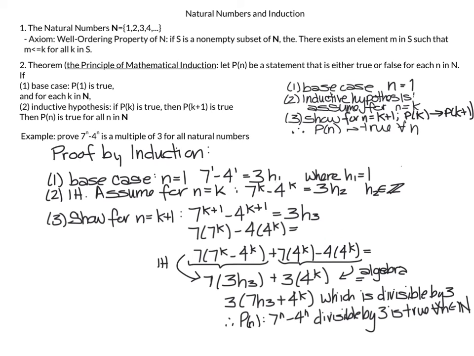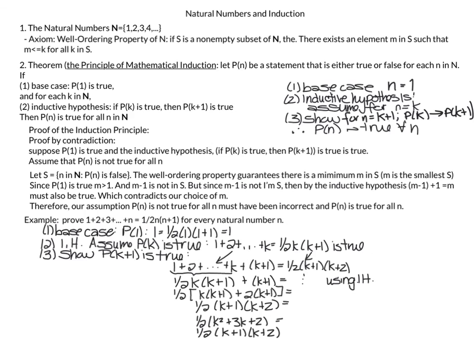So this looks really messy. But when I use my inductive hypothesis, I see that the 7 to the k minus 4 to the k is equal to some multiple of 3. So that's equal to 7 times 3 times h. So this makes this a multiple of 3. And then fortunately, because I have a 7 here and a minus 4 here, I have a factor of 3 here. So I can factor out my 3, and I see that this is going to be an integer and will be divisible by 3. And finally, I can make my conclusion.